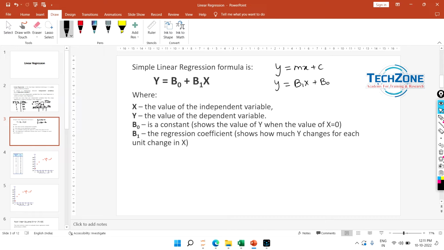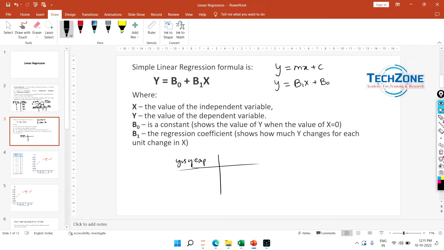Let us learn what these terms mean. What is y, what is b0, what is b1x. See, x is the value of the independent variable. Like we had years of experience, right?